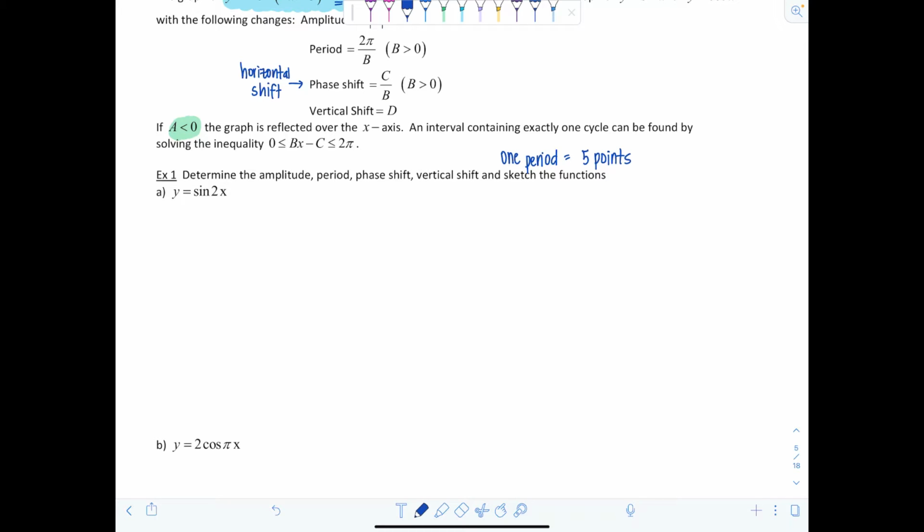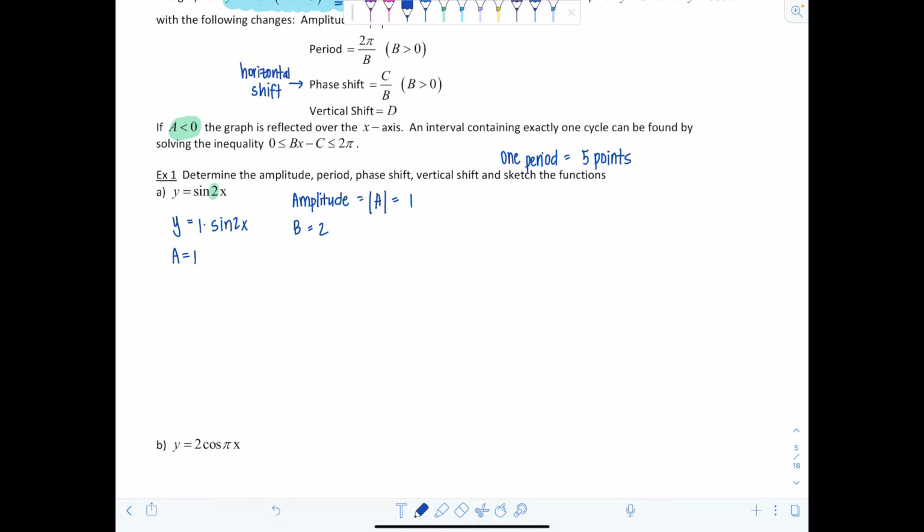Well, what is a equal to? Notice the equation is y equals sine of 2x. A is the coefficient in the front, which is still 1. So a is 1. The amplitude, remember, is the absolute value of a. So the absolute value of a is the absolute value of 1, which is still 1. So nothing changed. Now notice here we have a 2 in front of the x. That's what b is equal to. b is equal to 2.